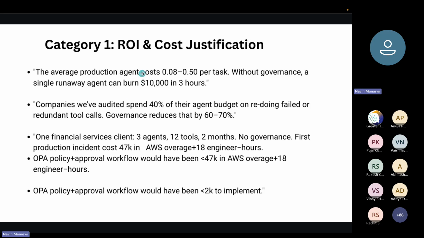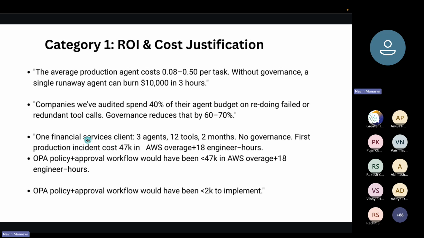We have seen that running cost looks very simple, but without governance, without compliance, a single runaway agent can burn $10,000. Especially when you deploy in your industrial systems, like manufacturing units and plants, there is a bigger cost because you can damage the turbines and more. I'm talking here about typical IT solutions, and the risk is very high, $10,000 and more. Companies which we have audited spend 40% of their agent budget on redoing failed and redundant tool calls. Governance generally looks like a cost, but in reality it saves money. The perception in the market is that governance is an extra cost, but in reality governance reduces cost. There is risk, there are penalties, there are a lot of issues, and governance reduces those challenges, so at the end of the day you save money.